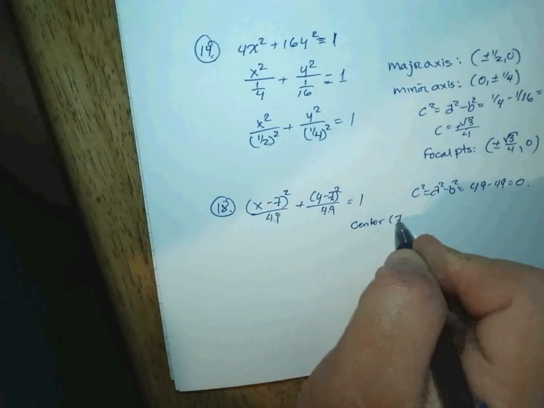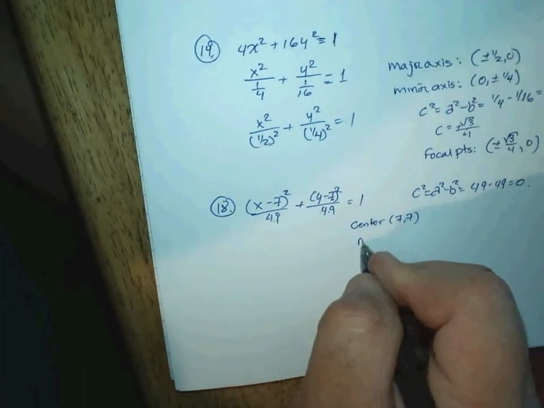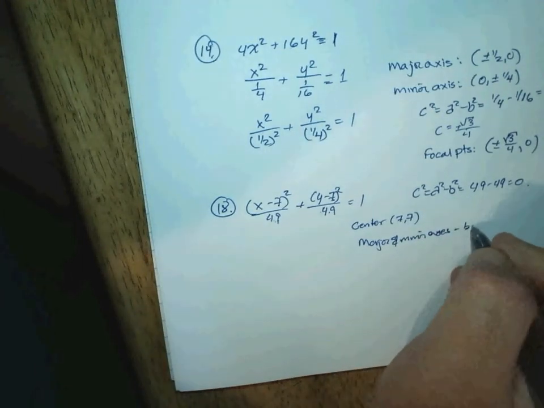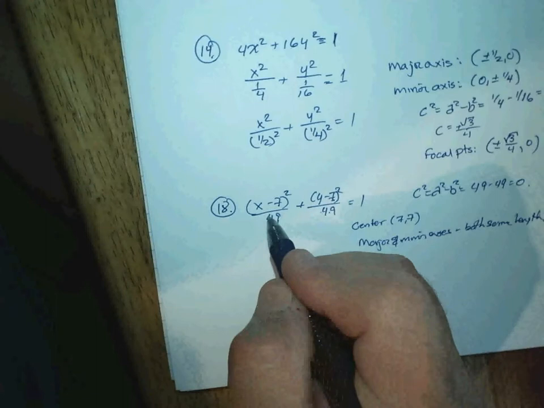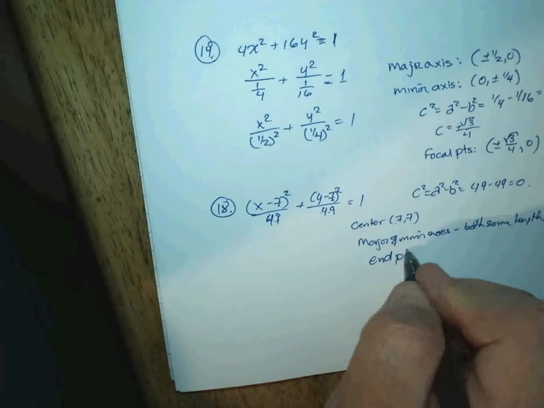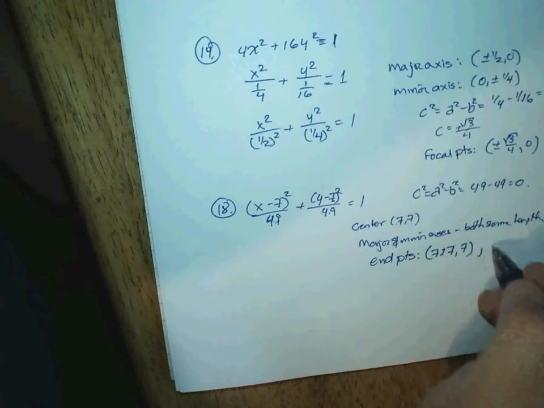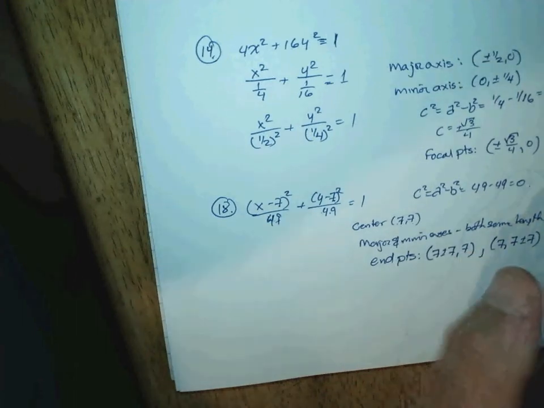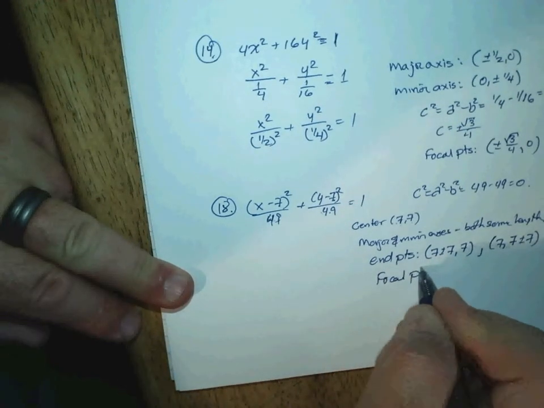Okay, the center of the circle is (7, 7). There is no major and minor axis. They're both the same length. Okay? And they are 7 units away from the center. So that means the endpoints, you get (7 plus or minus 7, 7), and then you get (7, 7 plus or minus 7). The 4 endpoints of these two axes are these 4 points.